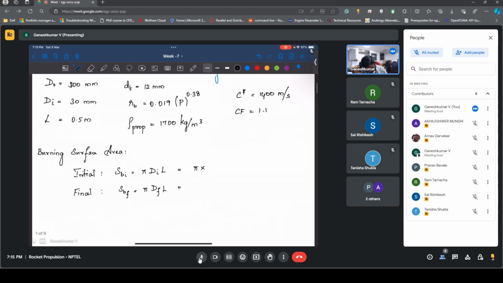So how much should that be? 0.03 meter, and the length is 0.5 meter. This is going to be pi into 0.1 into 0.5.